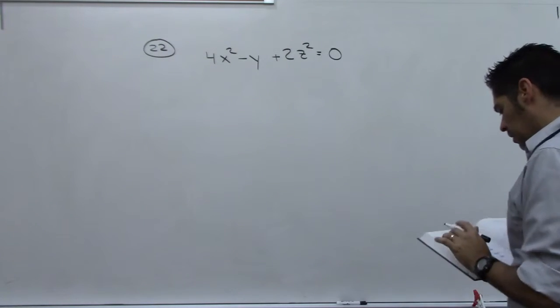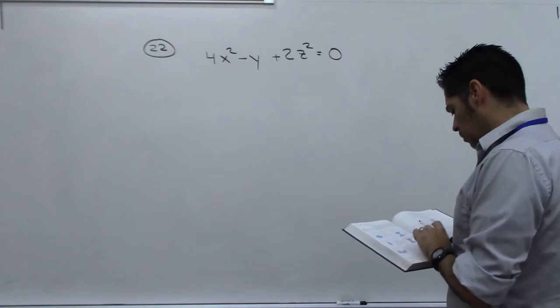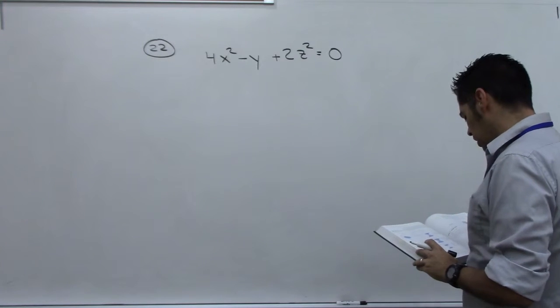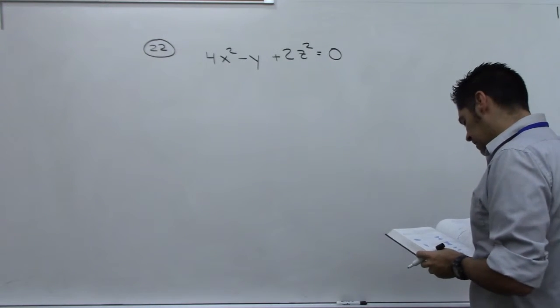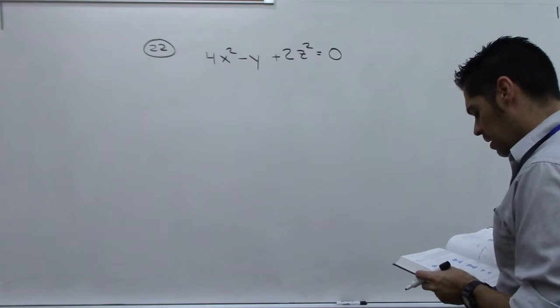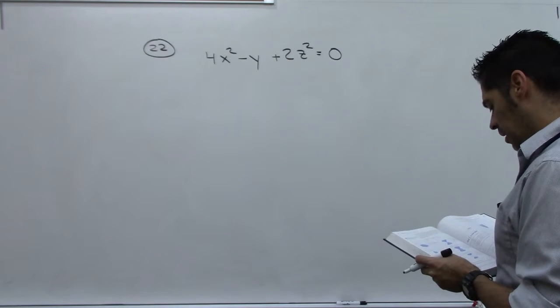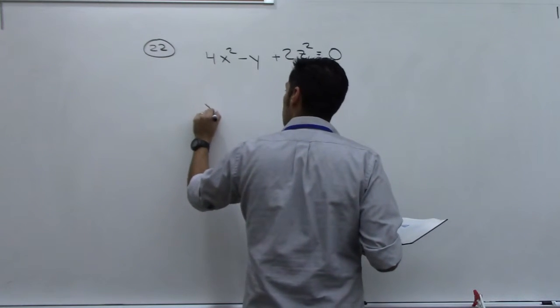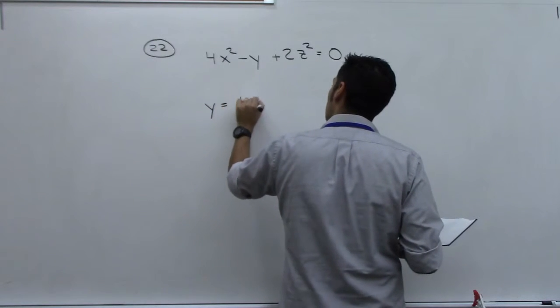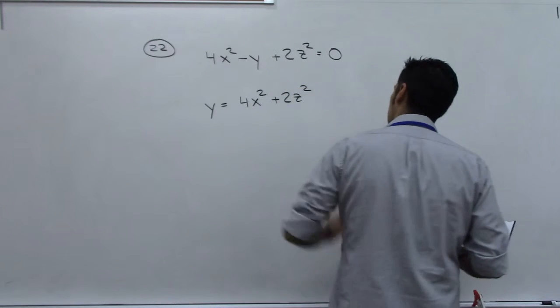So I can rule out an ellipsoid, I can rule out a cone, I can rule out hyperboloid 1 sheet, I can rule out hyperboloid 2 sheets. Might be an elliptic paraboloid or it might be a hyperbolic paraboloid. So let's try and isolate this variable. So I'm going to write it this way: y equals 4x squared plus 2z squared, like that.